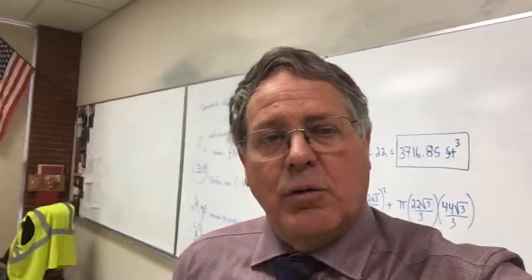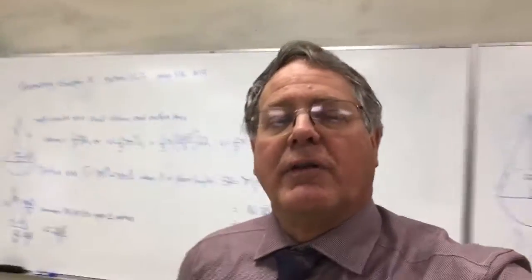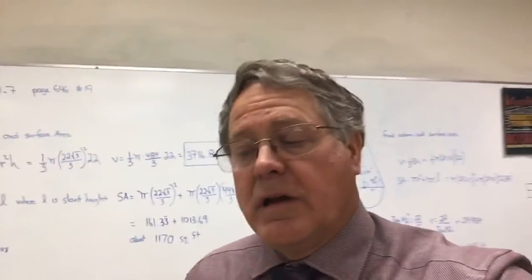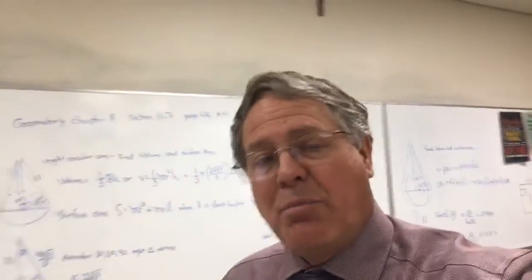All right, today I've selected a problem out of Chapter 11, Section 11.7. We're finding the volume and the surface area of right circular cones. So I went to your section there and I picked problem number 19, and I'm going to expand upon that a little bit to give you an idea of how this is going to work. In fact, we're going to find the volume and the surface area of problem number 19 on page 646. Page 646 if you'd like to follow along.